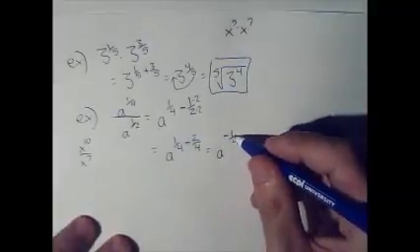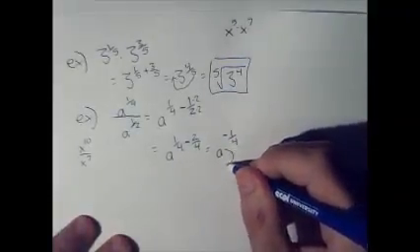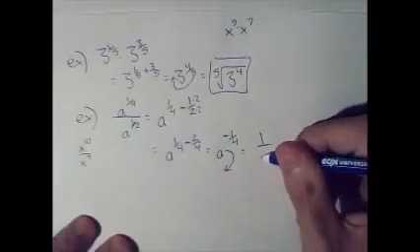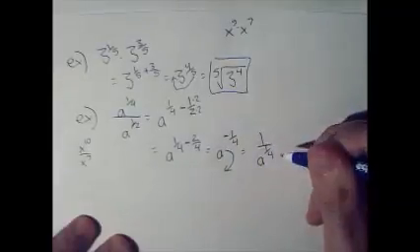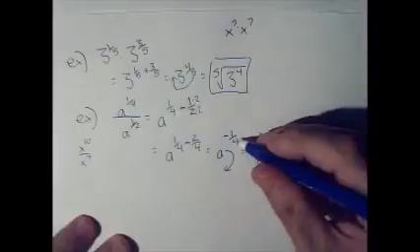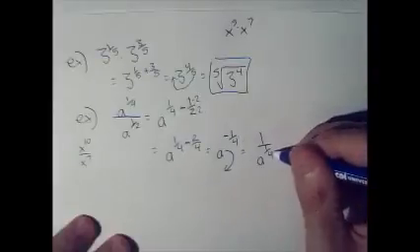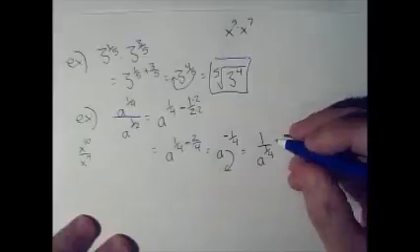Well, what do I do with the negative exponent? Take a reciprocal. This is going to be 1 over a to the positive 1/4. Throw it to the bottom. Make it positive. Don't take the reciprocal of the exponent. Take the reciprocal of the term.